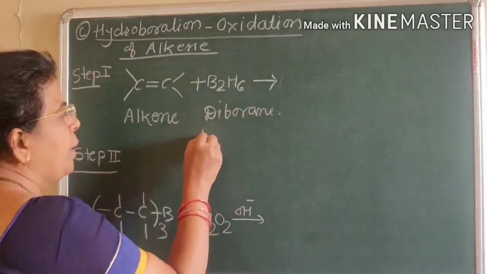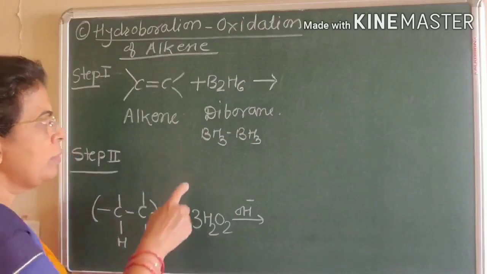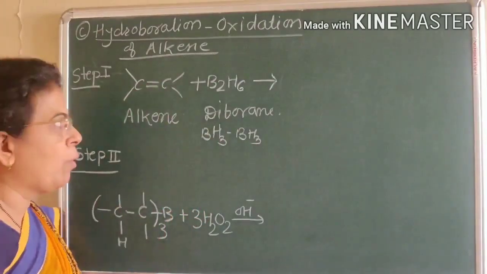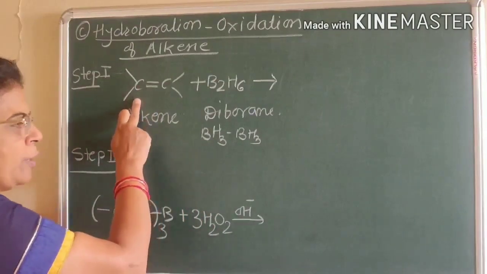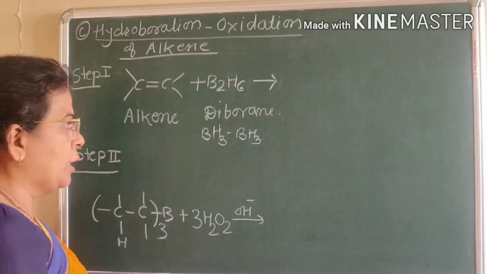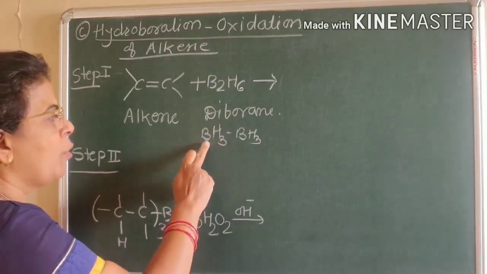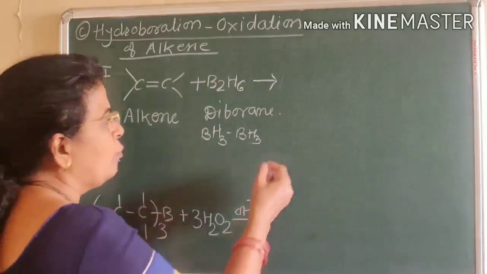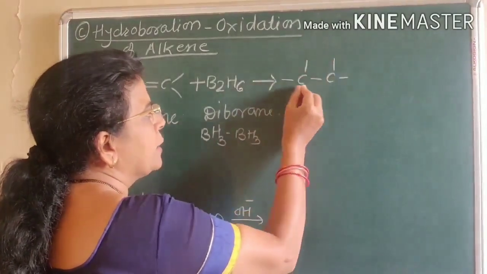Now this diborane may be written as BH3. Here addition of this diborane takes place across the double bond of the alkene in such a way that hydrogen gets attached to one carbon atom of the alkene and boron gets attached to the second carbon atom of the alkene. Now here all 3 hydrogen atoms from BH3 are replaced by 3 alkyl groups, and formation of trialkyl borane takes place like this.